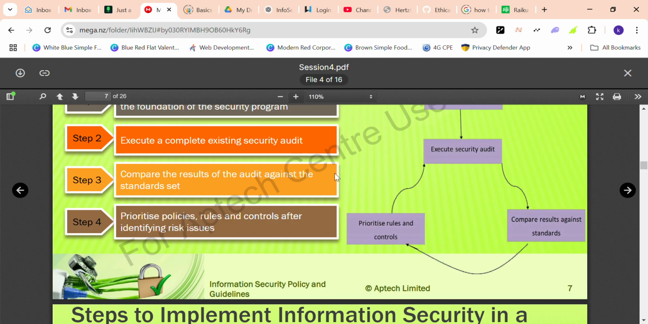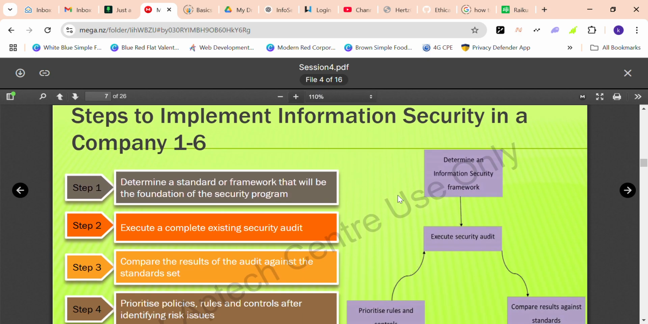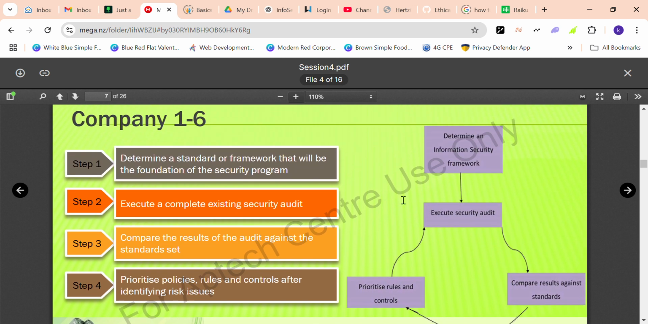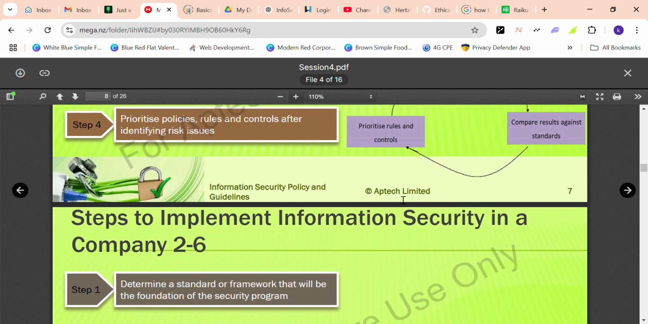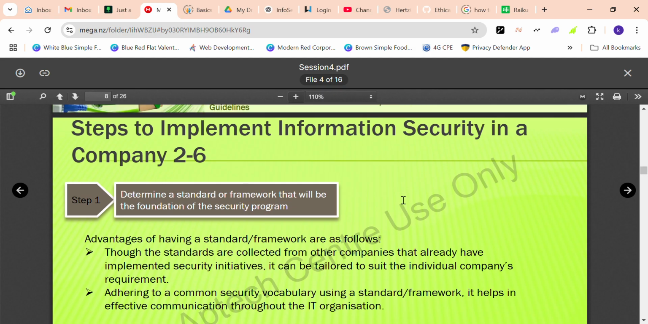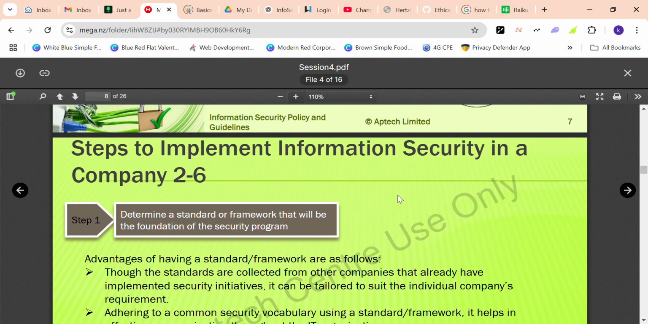So these are the components. These are the steps. I mean the steps for what? For implementing information security. Now let's explain each one of them one after the other, the steps to implementing information security in a company. Number 1, for you to determine a standard or framework that will be the foundation of the security program.